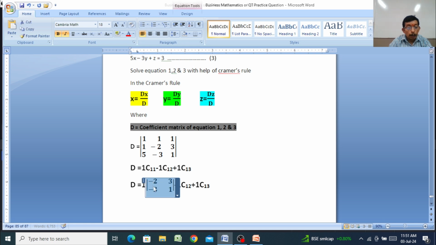Now see C12. C12 means first row second column element cancel out, and the remaining elements are 1, 3, 5, 1. Now C13. C13 means first row third column element cancel out, and the remaining elements are 1, -2, 5, -3.